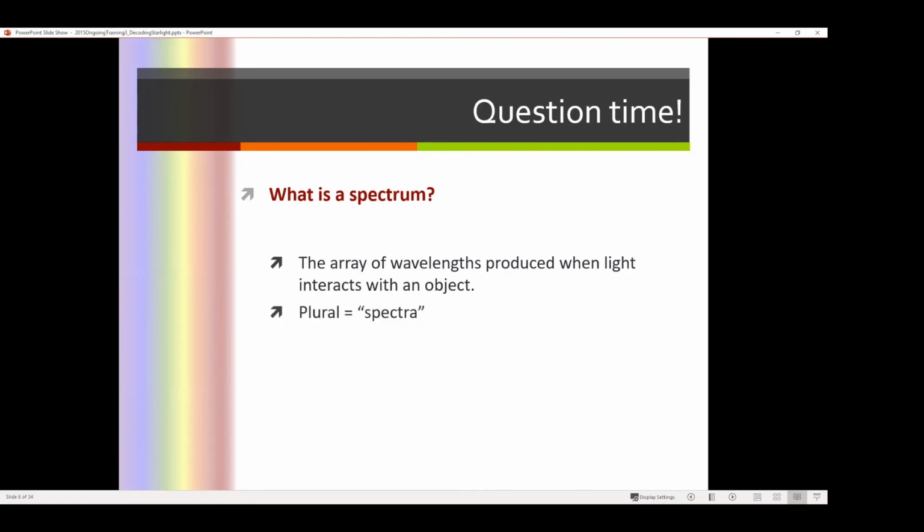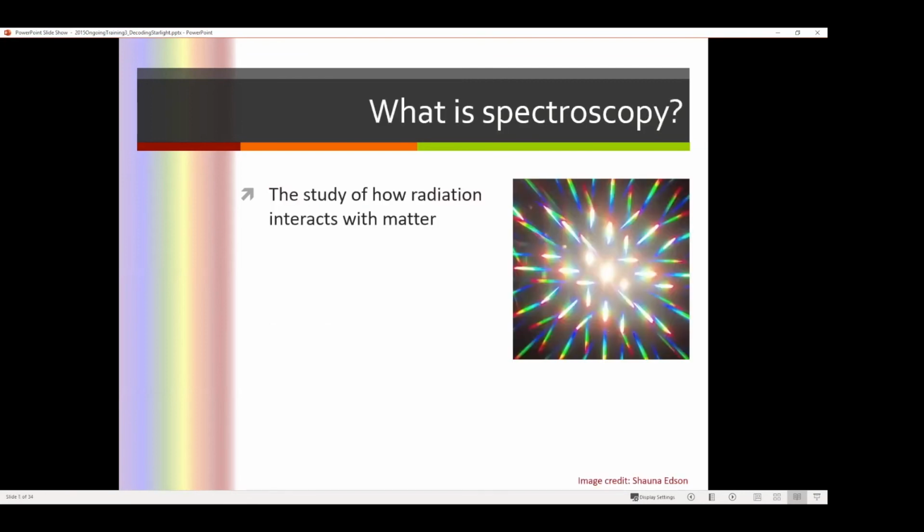And for clarity, the plural of spectrum is spectra. Just like, as I'm sure most of you know, datum is the singular, data is a plural. We forget that all the time, but data is a plural. All right, so you can rest for a little bit.